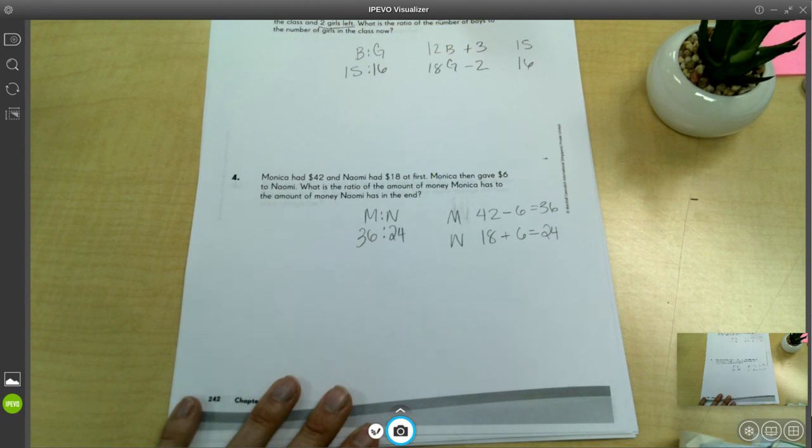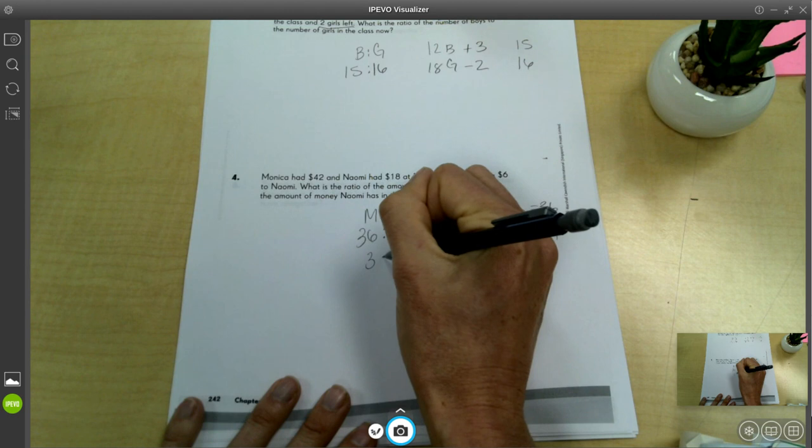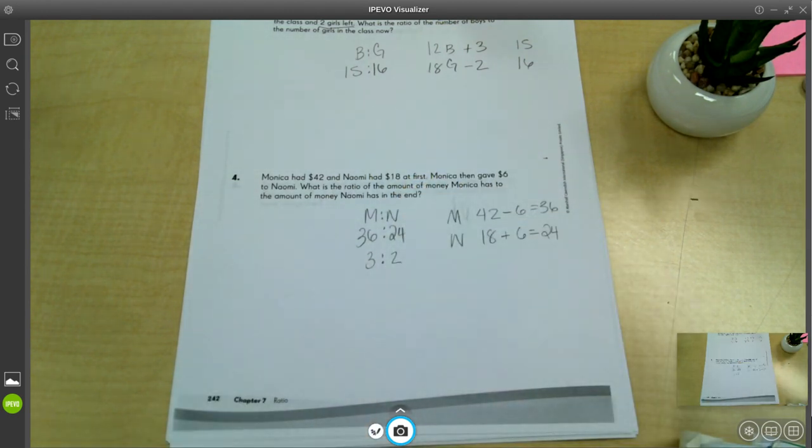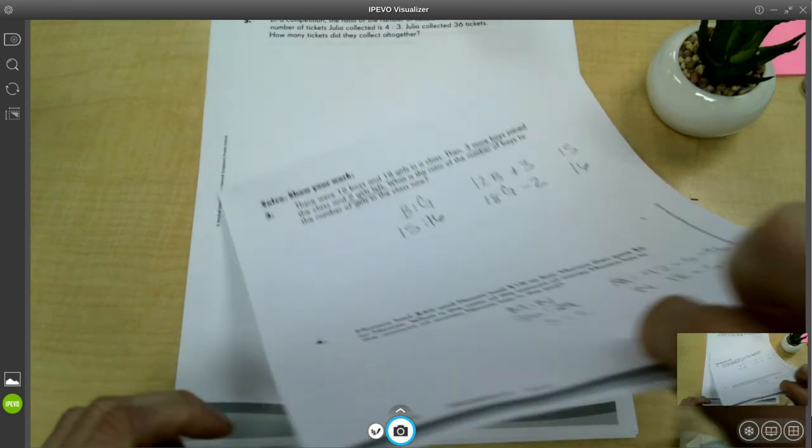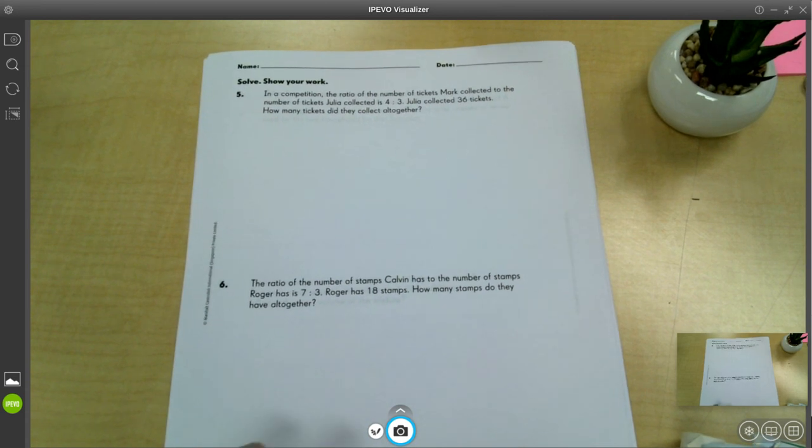These numbers are both divisible by 12, which gives us 3 to 2. Cool. Monica had $3 for every $2 Naomi had. All right, next one here. In a competition, the ratio of the number of tickets Mark collected to the number of tickets Julia collected is 4 to 3. Julia collected 36 tickets. How much did they collect all together?